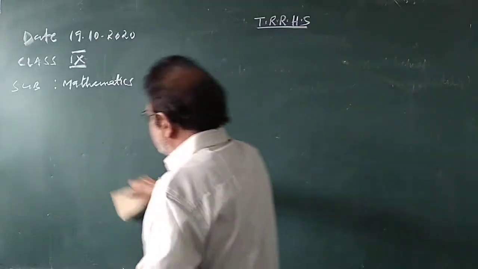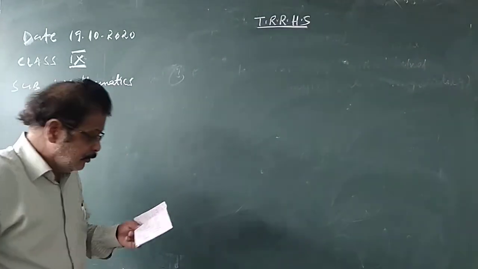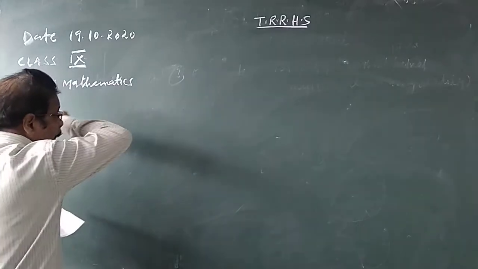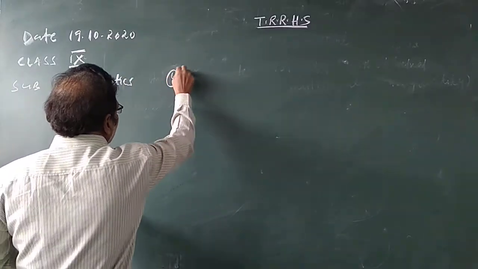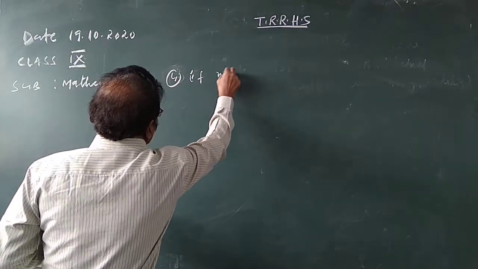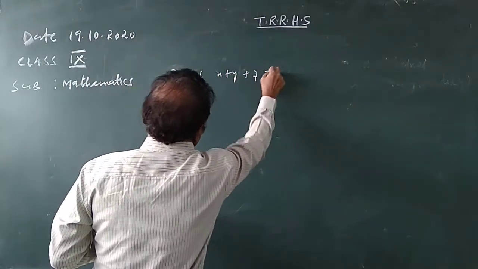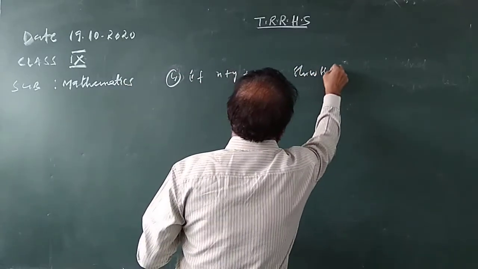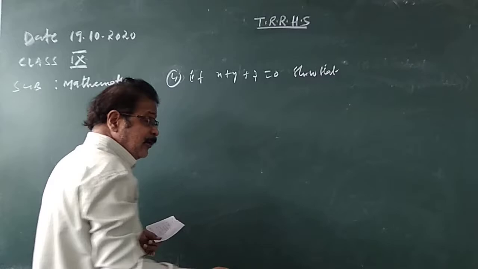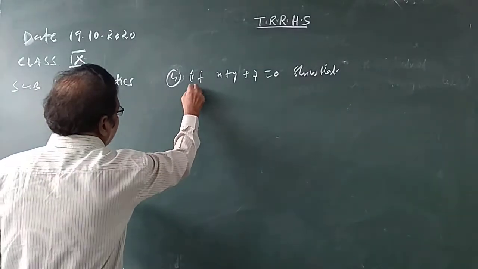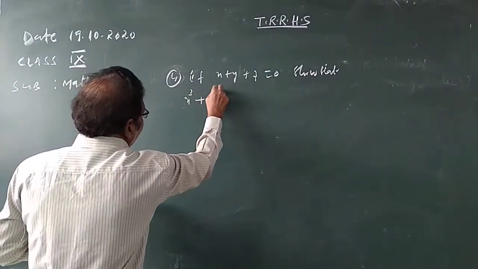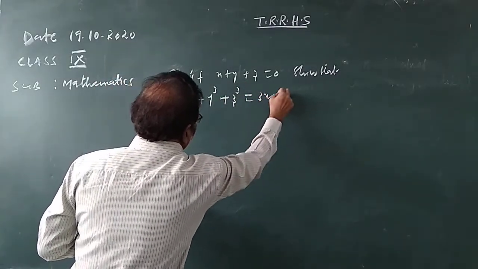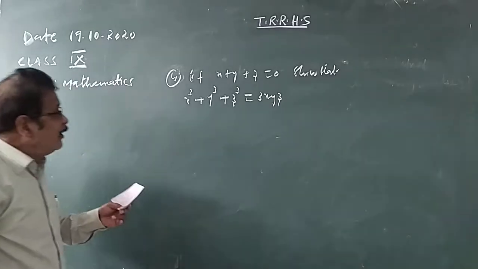One more model, children. If x plus y plus z equal to 0, show that x cube plus y cube plus z cube equal to 3xyz. In the textbook, exercise 2.5, this is the 13th problem.